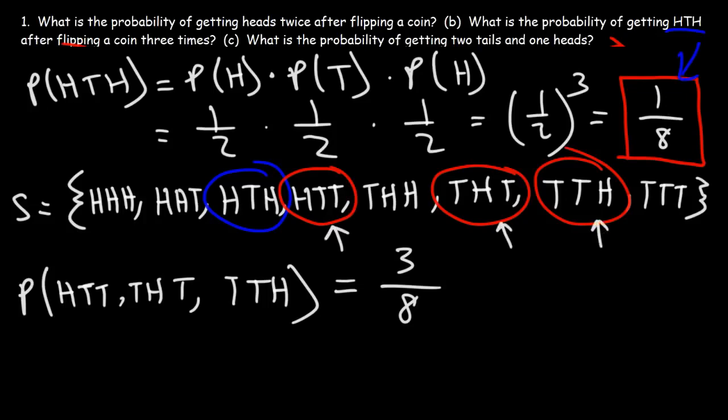So you need to be careful if the order matters or if it doesn't. So for this problem, the order doesn't matter, but for the second problem, the order matters. So it's good to list out all the potential events that would lead to this particular situation.